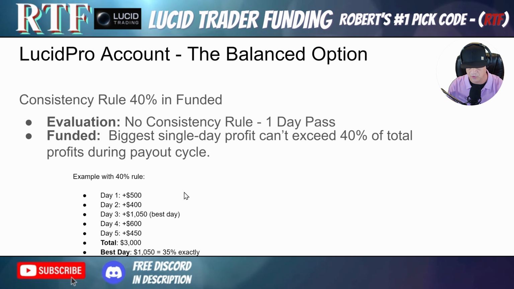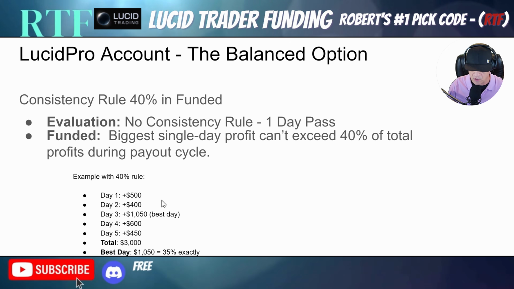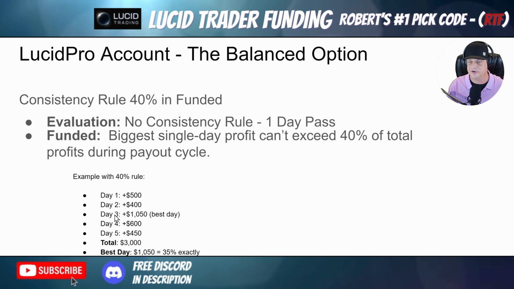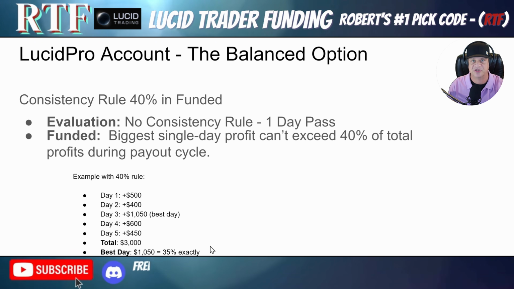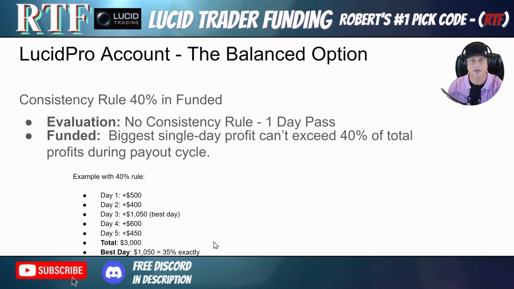Here's some examples real quick. So with a 40% rule, on day 1, we make $500. Day 2, we make $400. Day 3, we make $1,050. Day 4, we make $600. Day 5, we make $450. The total's $3,000. On day 3, it was the best day at $1,050, right? $1,050 is 35% of $3,000, which is less than 40%. So this particular example would be eligible for a payout.